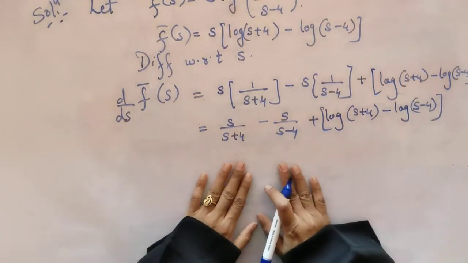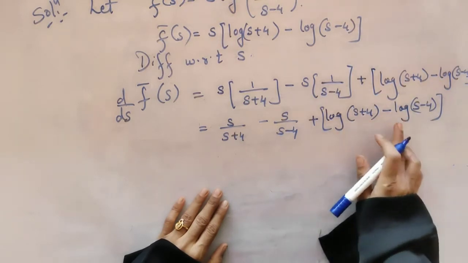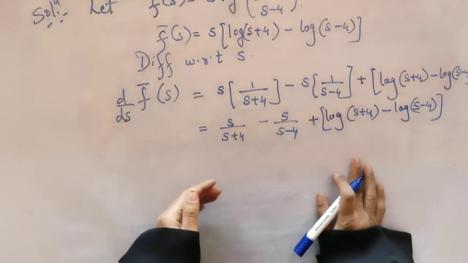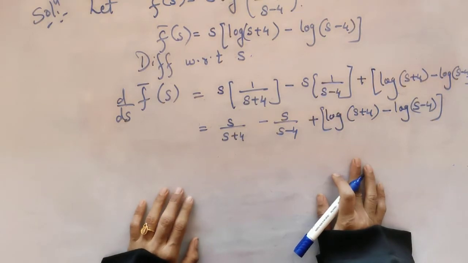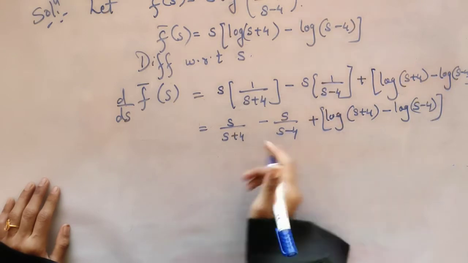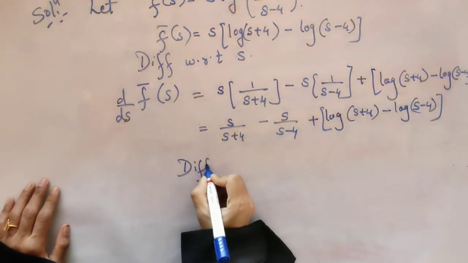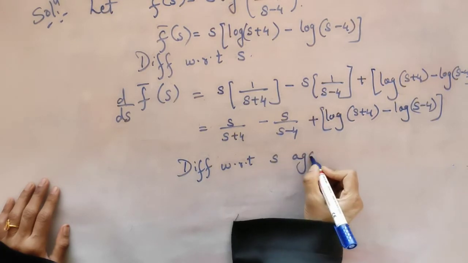Now just check here. Have we eliminated log completely? No. There is still log appearing here. So what are we going to do? We'll try to eliminate it by once again differentiating with respect to s on both sides. Since log is not completely eliminated after simplification, we will differentiate with respect to s again.